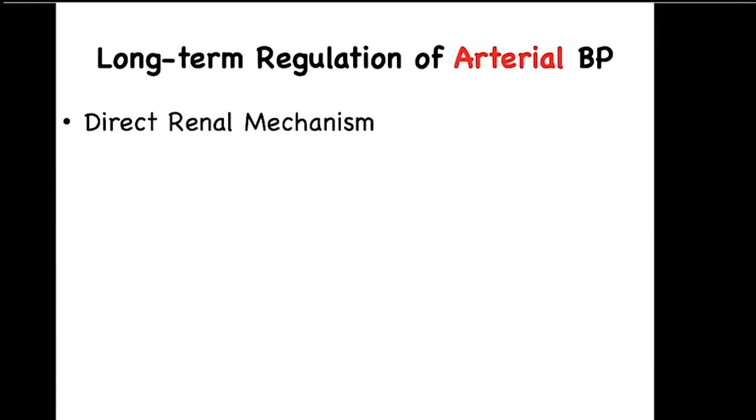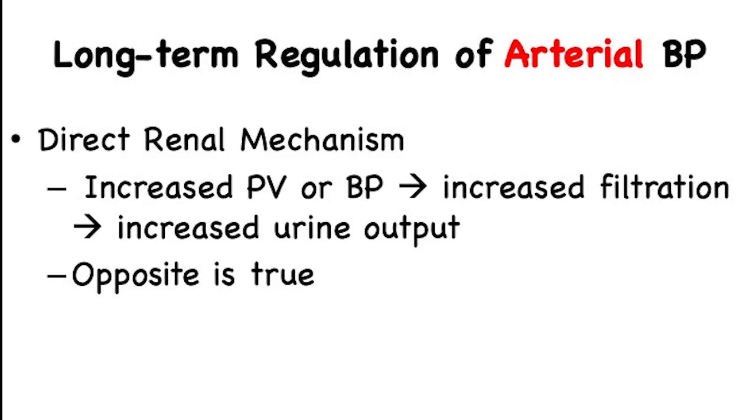Long-term regulation of the arterial blood pressure is going to involve the kidneys. Renal refers to kidneys. Let's begin with a direct renal mechanism. Increased blood pressure will increase filtration at the kidneys. This will result in increased urine output. The opposite is also true. Decreased blood pressure will lead to decreased urine output.